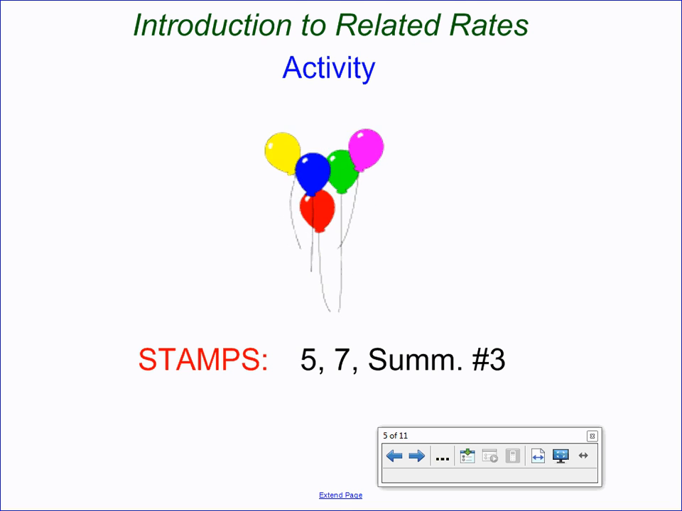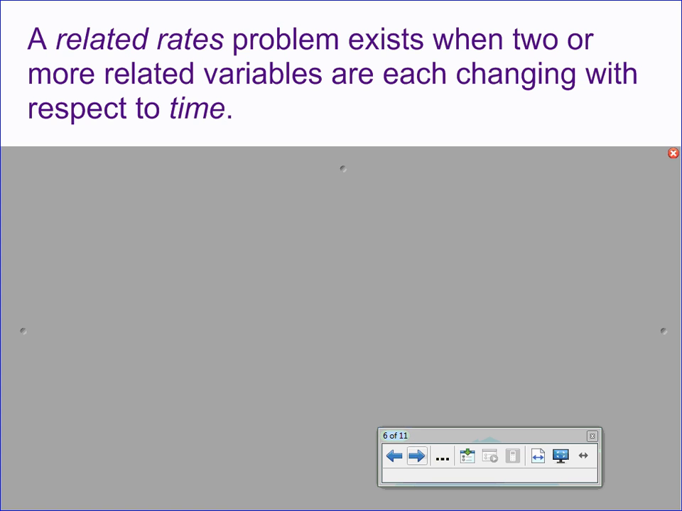Thank you, ladies and gentlemen, for returning to the desks. Let's go ahead and take a look at now our summary number 4. You saw in number 3 that really X and Y, the distance of the base of the ladder back to the barn, and the distance Y, the height of the top of the ladder above ground, both depend on time. That is, as time increases, both X and Y are changing. A related rates problem exists when 2 or more related variables are each changing with respect to time, okay?